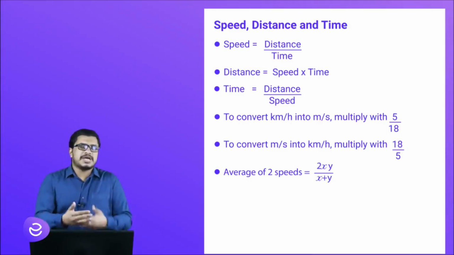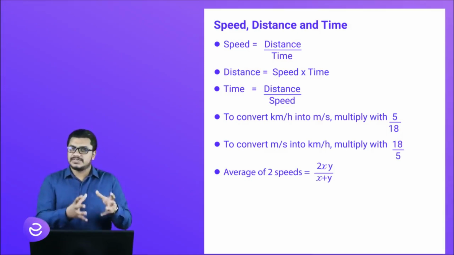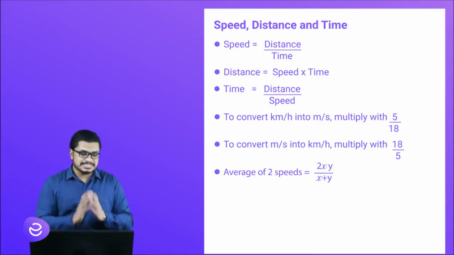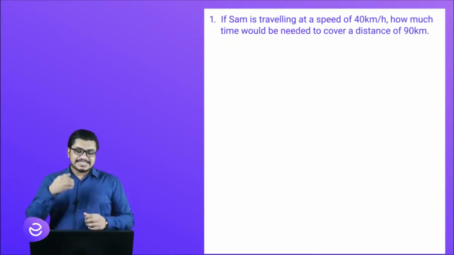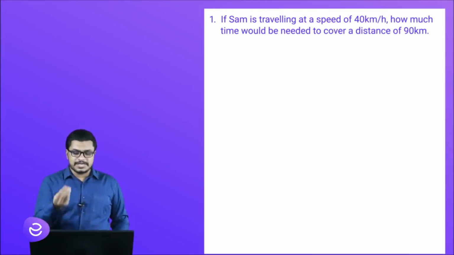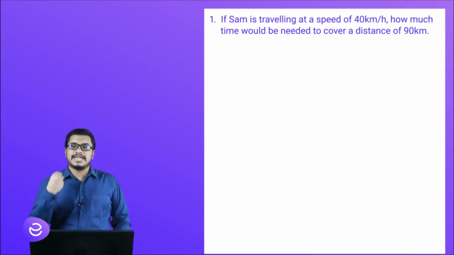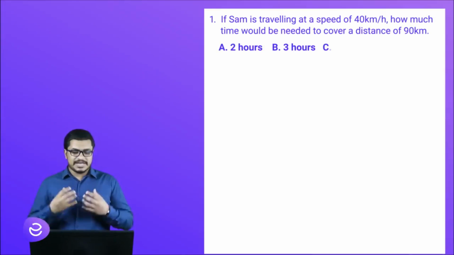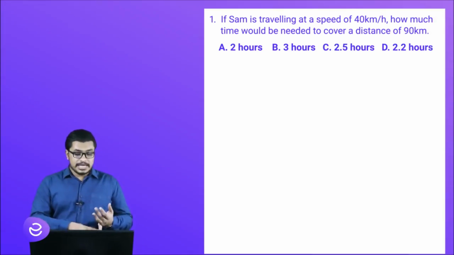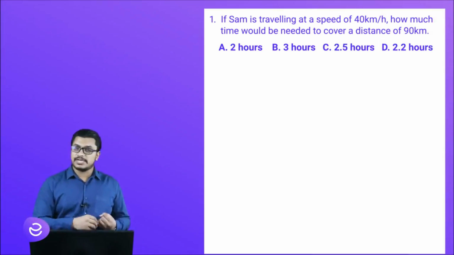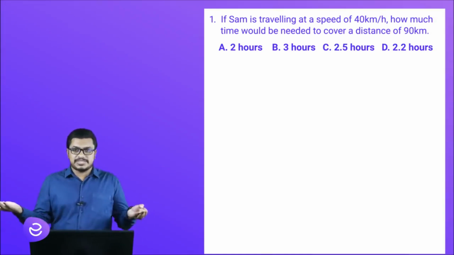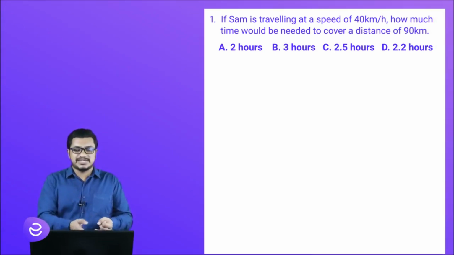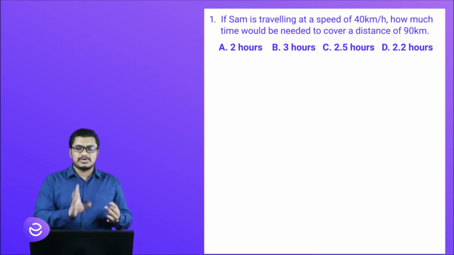So this might be all you need to find the answers for the questions regarding speed, distance and time. We'll go for the examples. The first example: if Sam is traveling at a speed of 40 km per hour, how much time would be needed to cover a distance of 90 km? A very easy question. You have the speed as 40 km per hour and the distance as 90 km, both in the same units, there is no meter or seconds here. You have to find the time.